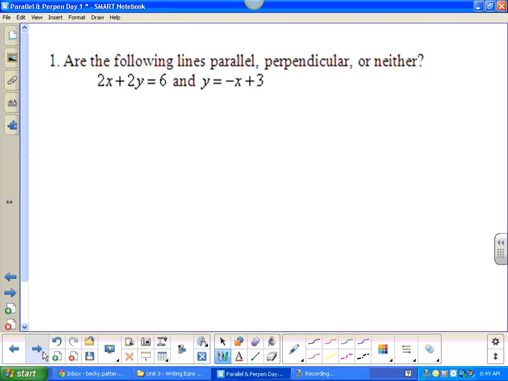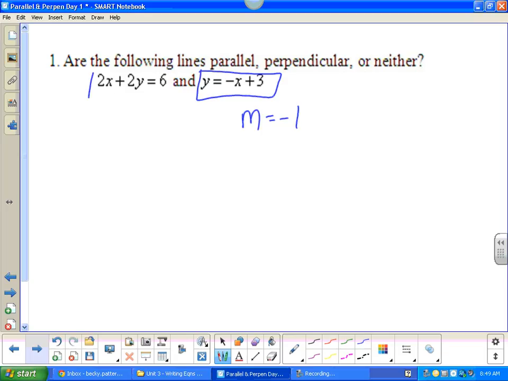Are the following lines parallel, perpendicular, or neither? Remember, neither just means that they've randomly crossed, which is 90% of the lines we have. So if I want to know if they're parallel, which means they would have the same slope, perpendicular, which means they would have opposite signs and flipped slopes, or neither, meaning there's no relationship whatsoever, I have to find their slope. Well, this guy right here, I know his slope is a -1.